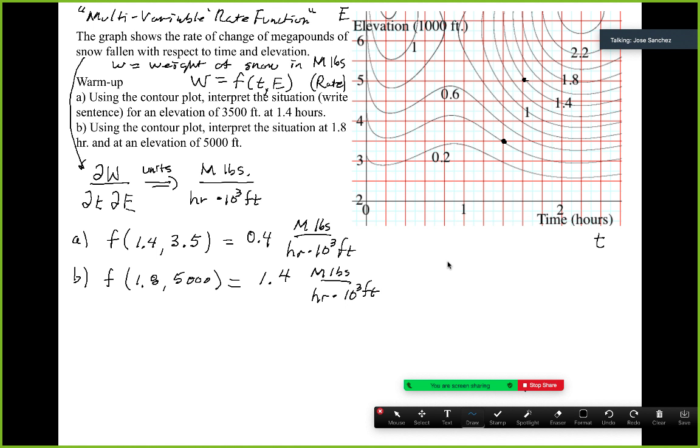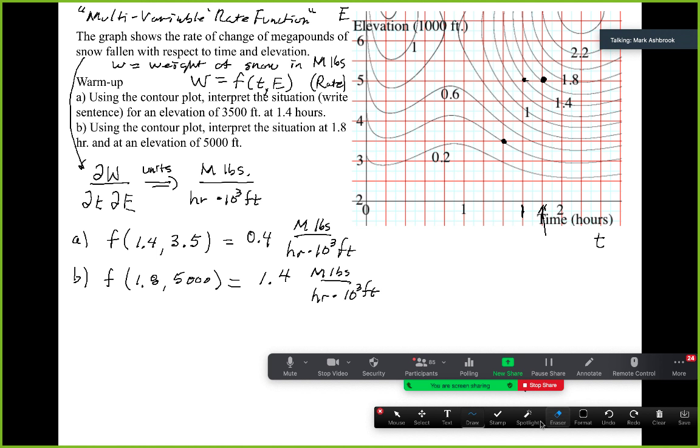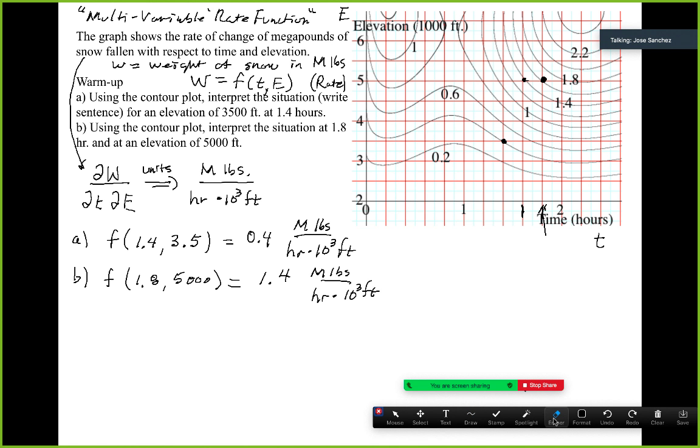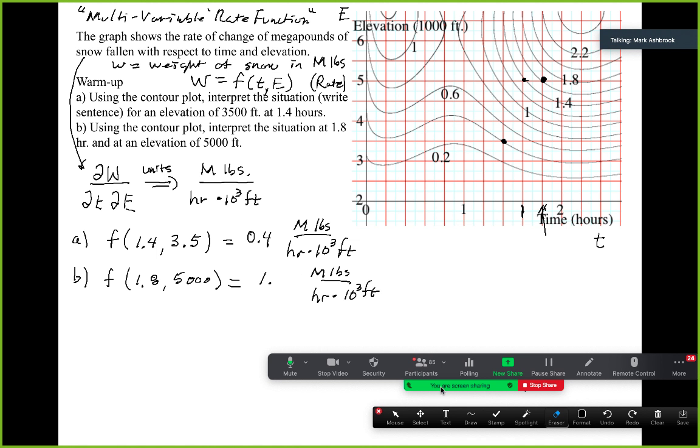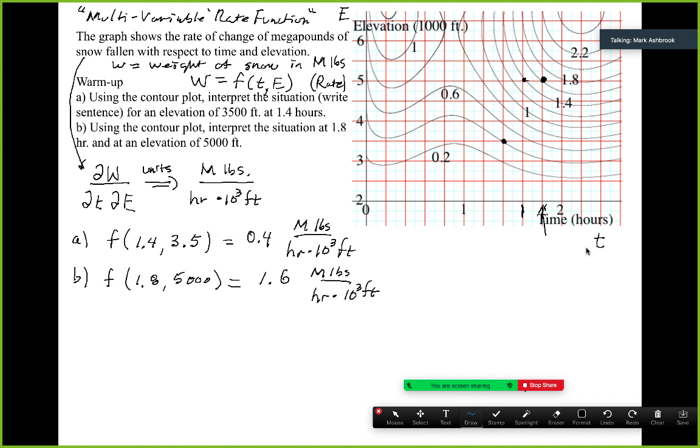Excuse me, Professor. Yeah, sure. Would your dot be shifted to the right for 1.8? 1.8 is here, right? Or here, sorry. Yeah, I got the wrong point. Thank you. Yeah, 1.8 is here, right? And 5 is here. So it should have been this one. And then this is different. So what should it be? Is it 1.6 megapounds per hour per 10 to the 3 feet? Right. Good. Thank you for pointing that out. Yeah, no, you're right. I had the wrong t coordinate.